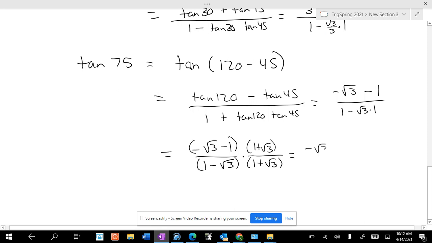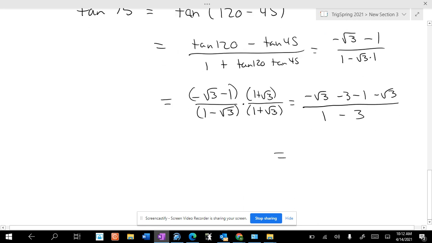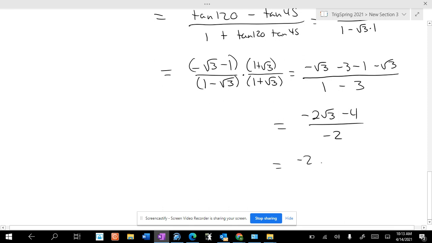So we get negative square root of 3. Outers is minus 3. Inners is minus 1. Last times last is minus square root of 3. Denominator, 1 times 1 is 1. Outers and inners and conjugates always cancel. Minus 3. So your numerator is negative 2 square root of 3 minus 4. Your denominator is negative 2. If you factor out a negative 2 on the top, and cancel it with the negative 2 on the bottom, you get square root of 3 plus 2.